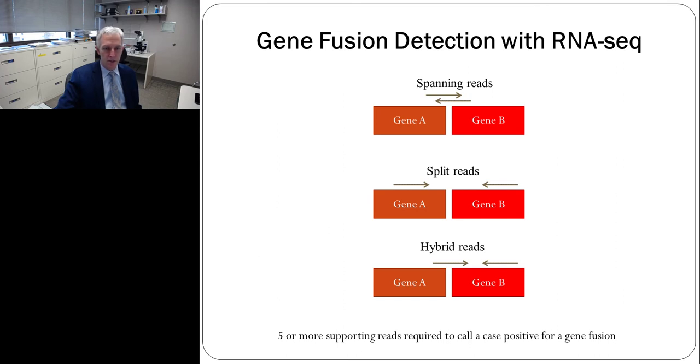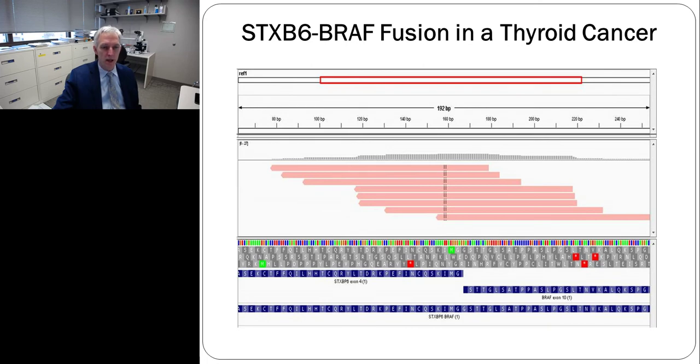It's not all that important that you understand the difference between these, but just realize if we see 5 or more of these collectively, we can call the case positive for a gene fusion. So again, these are supporting reads. If we see 5 or more supporting reads, we consider the case positive for a gene fusion. And this is an example of a real life case where we picked up a novel fusion in a thyroid cancer. It was a fusion between a gene known as STXBP6 and the oncogene BRAF. This fusion had never been described, but other BRAF fusions have been described in thyroid cancer. And down below, you can see these are the individual reads that are spanning the junction between the 2 genes.